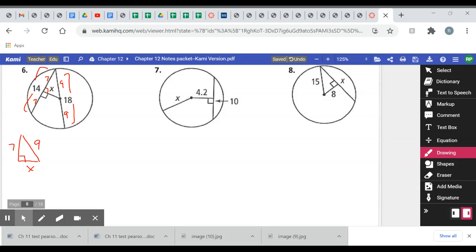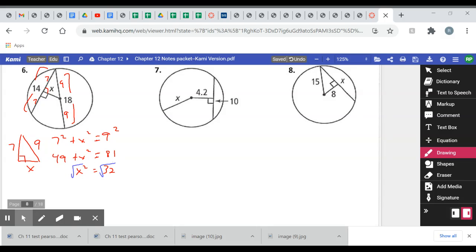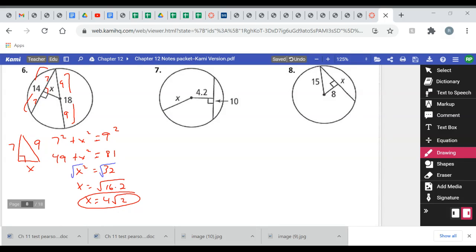I can use the Pythagorean theorem to figure that out. 7 squared plus X squared is equal to 9 squared. So 49 plus X squared is equal to 81. When I subtract 49 on each side, I get 32. And when I take the square root of each side, I try and think of what perfect square goes evenly into 32, and the biggest one is 16. It goes in 2 times, so then I can reduce that down. The square root of 16 is 4, so it comes outside the square root. I can't take the square root of 2, so it stays in. And that's what we get.